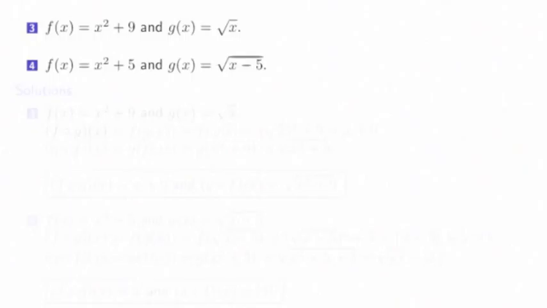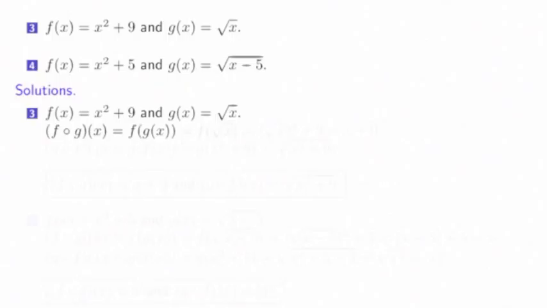Some more problems. In problem 3, from an old quiz, f of x is x squared plus 9, and g is the square root function. In problem 4, f is x squared plus 5, and g is the square root of x minus 5. In problem 3, we will compose f with g. F composed with g of x is f of g of x is f of the square root of x, which is the square root of x all squared, plus 9, which is just x plus 9.